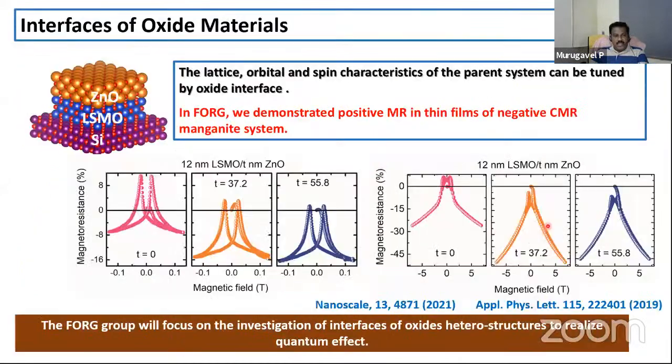Apart from that, the interface could also affect the properties of your parent material. The lattice, orbital, and spin characteristics of your parent material could be changed by altering the interface. That's what Dr. Palada has recently seen in some of his work. When you deposit zinc oxide on LSMO, which is already deposited on a silicon substrate, you could see a change in magnetoresistance from positive to negative. A lot needs to be done to understand this phenomenon, and he is planning to extend this work in this group.